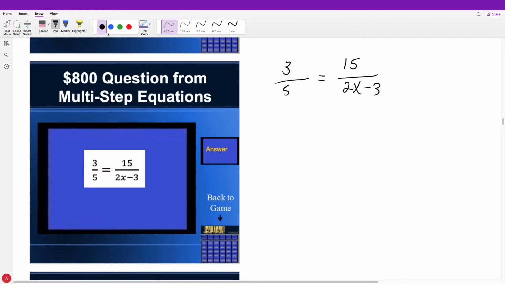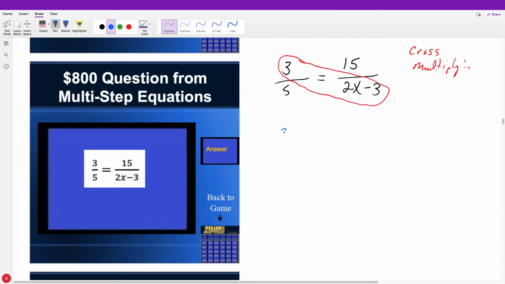All right, the next question we're doing is the $800 multi-step equations. In this one, we have two fractions that are equal to each other. We have 3/5 = 15/(2x - 3). When we have two fractions that are equal, this is called a proportion. And remember, the way that we solve proportions is through cross multiplying. So we take one numerator and multiply by the opposite denominator.